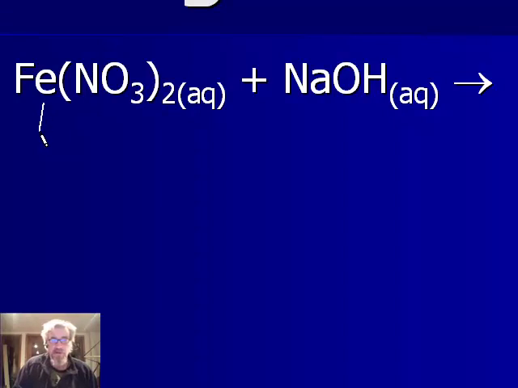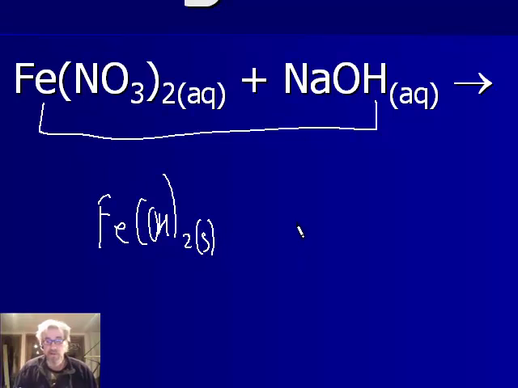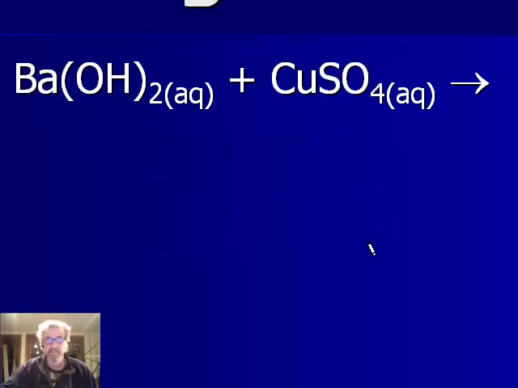Okay, here are your combinations. The outside two would be iron with hydroxide. And this is iron 2 here because it takes 2 nitrates to satisfy it. So one of the products is going to be iron 2 hydroxide. Iron 2 hydroxide is going to be a solid. It's going to be a precipitate. It's not soluble. Remember, most hydroxides are not soluble. NaNO3, well, that's a group 1, which is always soluble with any anion, and nitrate, which is always soluble with any cation. So NaNO3 will dissolve in water. Try this one.